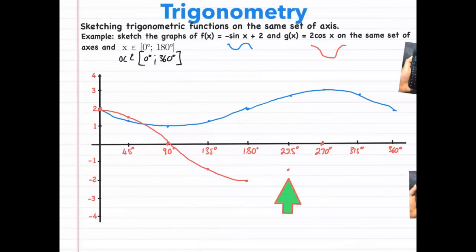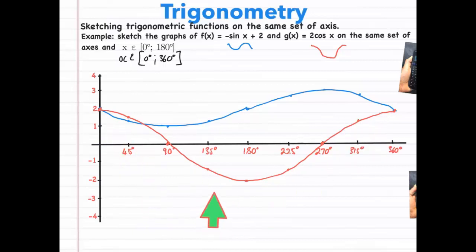For 315 it will be 1.414, which will now be here at the top a little bit higher than the 1. And then 360 it will be a 2, which is right there. Okay, so let's just continue with this porridge bowl, and then we can go like this, and it makes the turn and it goes up and it evens out like that. And can you see the porridge bowl now?